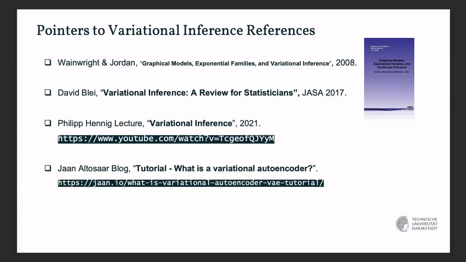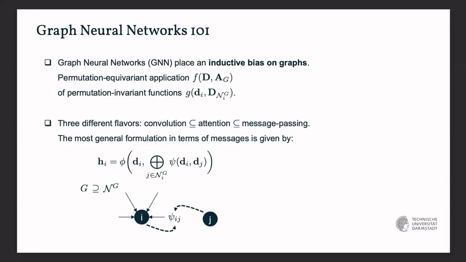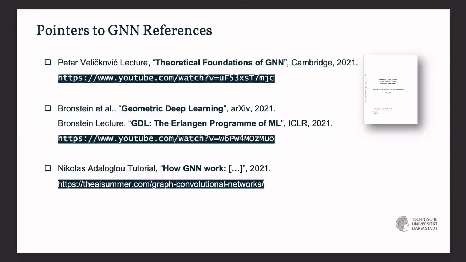For graph neural networks, on the other hand, I think it's really just important to remember that it's an inductive bias on graphs. So just like the convolutional network is awesome for images, because of the invariances that it gets for translation, rotation, and these kinds of things, graph neural networks are amazing for everything which is graph structured. And a lot of things in this world are graph structured. And really, it's these permutation equivariant applications of permutation invariant functions. And it happens in a message passing fashion. And that's what you see here at the bottom of the slide: if you have this node i and it has all these incoming edges, then from any other node j, which is a neighbor, it'll compute a message some way and accumulate it to learn a representation. And again, as always, I have some references for you. So if you're interested, feel free to check them out.